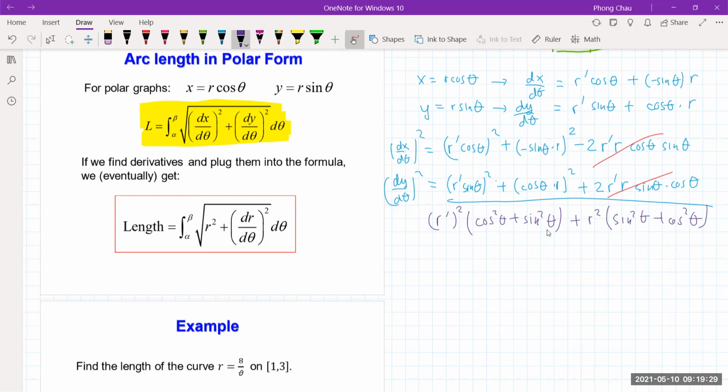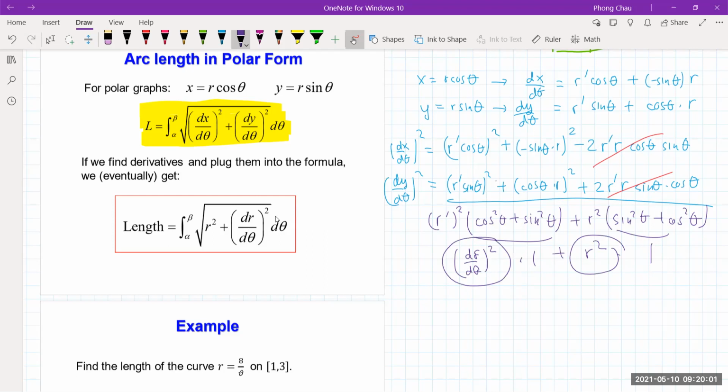Cosine squared plus sine squared, so that is 1. So you see that we really end up with r prime squared. I can change it to a more formal notation: the derivative of r with respect to theta, squared, and then that's r squared. So after all, what you simplify inside is just the derivative of r squared plus the r squared inside, you see here.